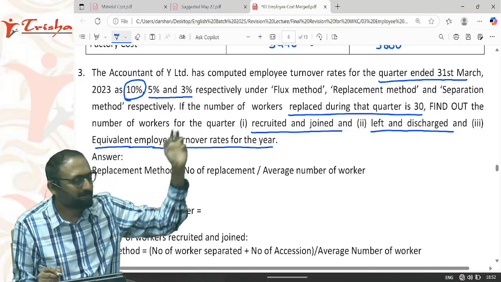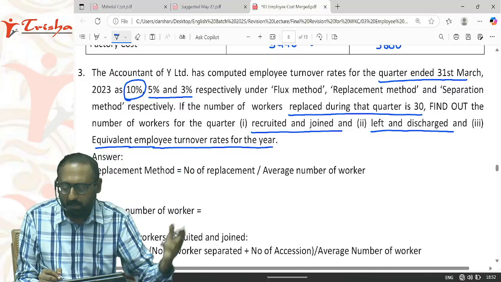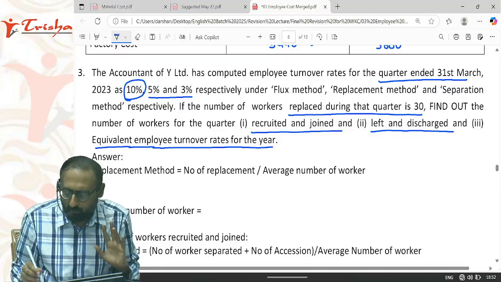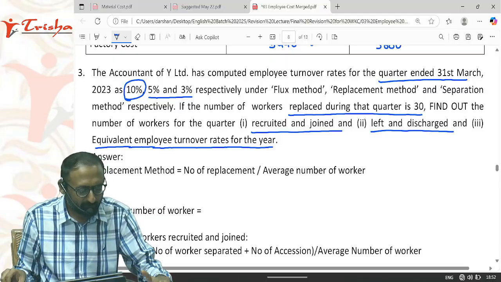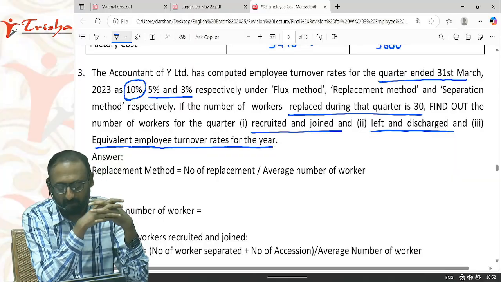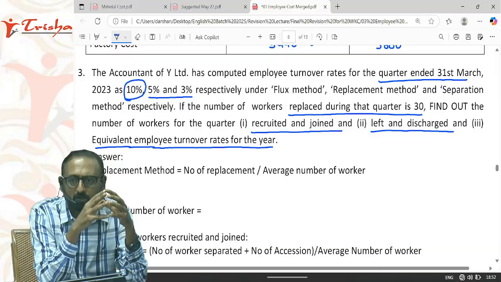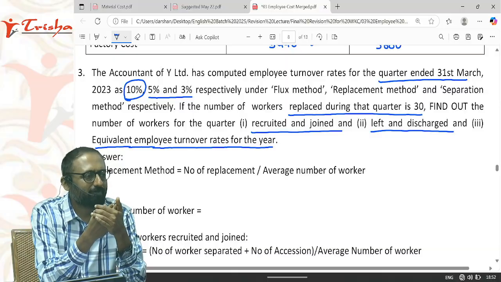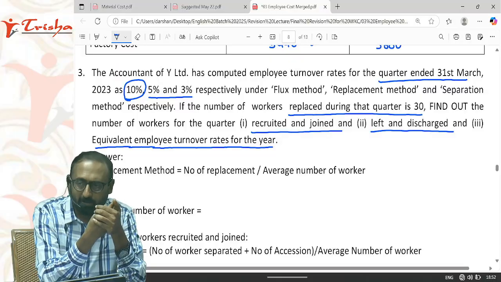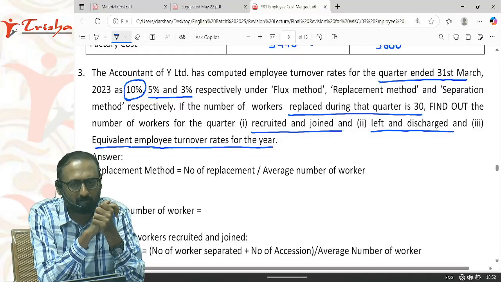So this data is given quarterly. You'll have to calculate the annual rate. Now a quick answer is expected from all of you. Which formula will be applicable first? Whether the separation formula is to be applied first, the replacement formula, or the flux method.